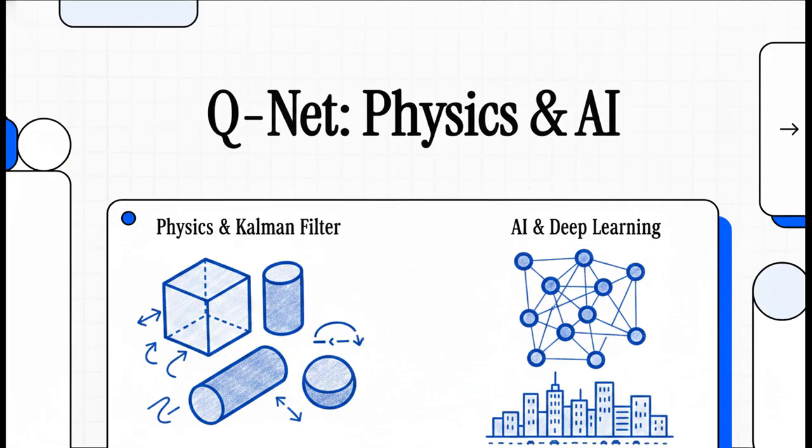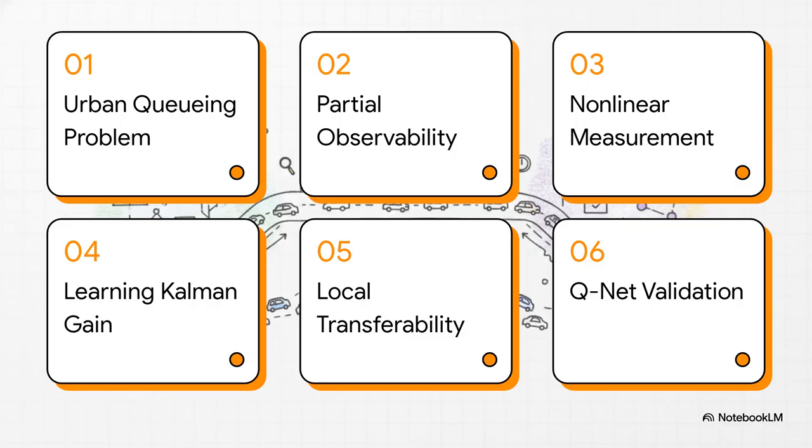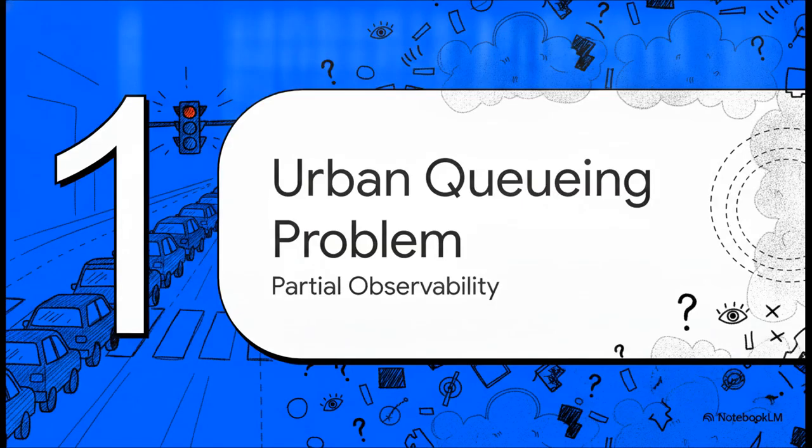QNet is an AI-augmented Kalman filtering framework that finally synthesizes those rigid physical models with adaptable neural networks, and it does it brilliantly. So here's our roadmap for today. We'll breeze through the foundational headaches of the urban queuing problem, dig into state space modeling under partial observability, and unpack the nonlinear measurement model. Then we'll hit the really good stuff, learning the Kalman gain with AI, solving spatial transferability, and finally looking at the real-world validation. Let's kick things off with the core issue driving all of this: partial observability in urban queuing.